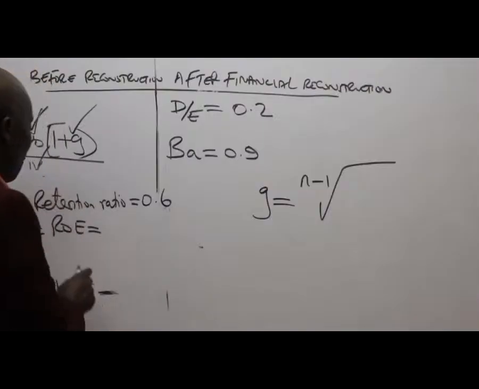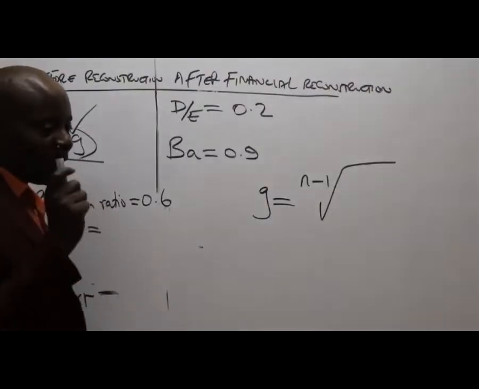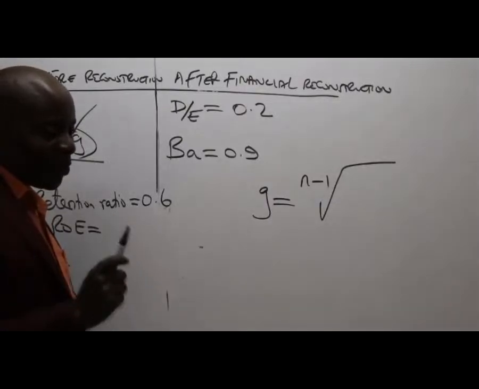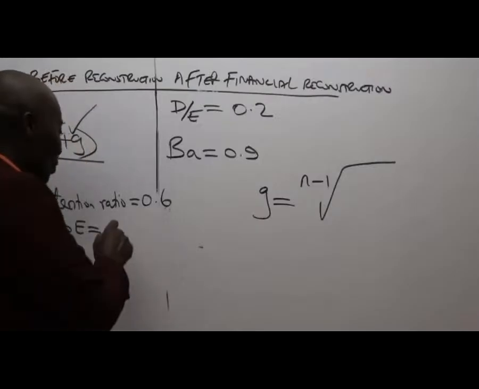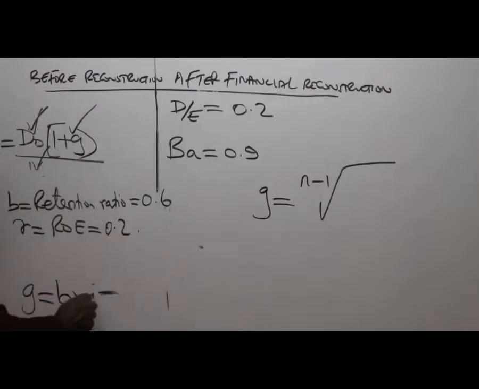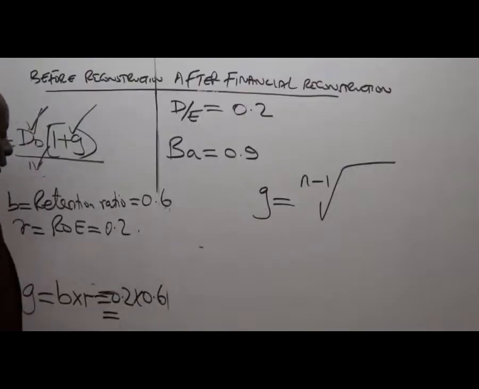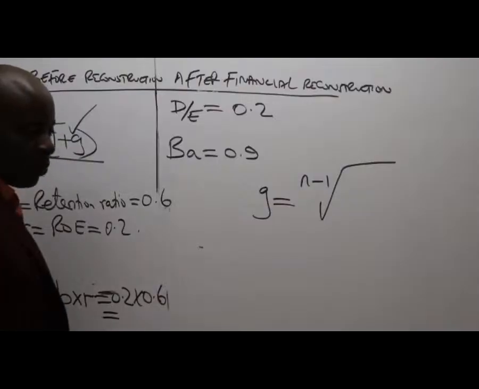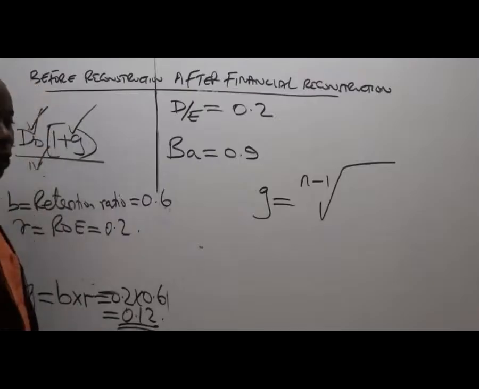And then we have the ROE. This ROE, fortunately, we calculated somewhere. Return on equity is 0.2. Thank you very much. So our growth rate here will be 0.2 times 0.6, which gives us 0.12.